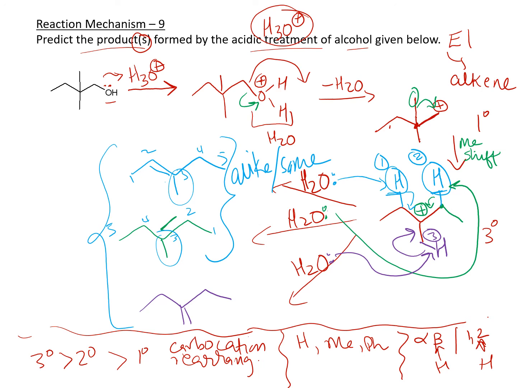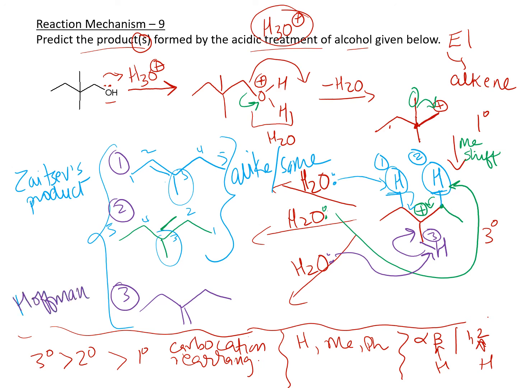All right, so I'm going to write this as 1, 2, and then 3 over here, depending on the hydrogens we picked out, and now we know that 1 and 2 are the same. So 1 or 2 is, of course, the Zaitsev product, because the alkene is more stable. And number 3 is going to be the Hofmann product, because the alkene is less stable.